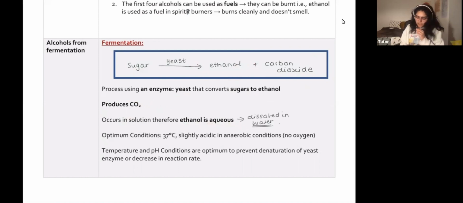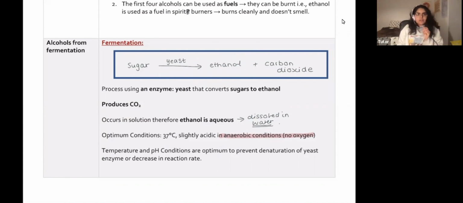The best conditions for this process to work, because it uses a biological enzyme, yeast, need to be around 37 degrees Celsius. It needs to be slightly acidic, and there needs to be no oxygen for this process to occur, so anaerobic conditions. Any deviations from the temperature and from the optimum pH will cause denaturation of the enzyme, and that will decrease the rate of reaction. So we won't yield as much ethanol as we expect.